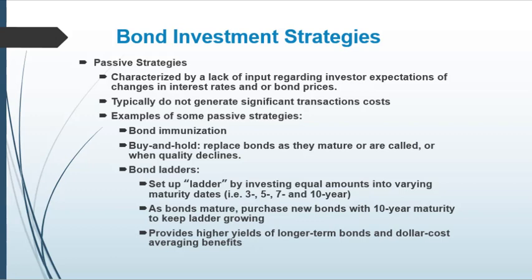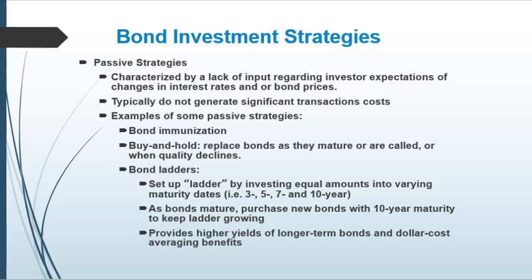We need to understand something about changing interest rates and prices, right? So a passive strategy basically is, we're not going to really think too much about what's going to happen in the future. Typically, we're just going to buy and hold. That's a passive strategy, so we're not going to generate transaction costs. There are several different methods of passive strategies.